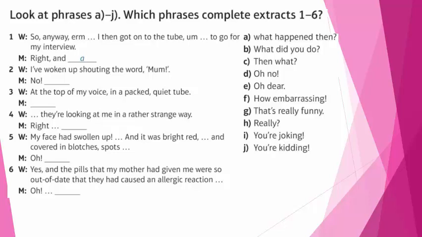Alright, next activity. Look at the phrases from A to J. Which phrases complete extracts from 1 to 6? For example, let's take the first. "So anyway, I then got onto the tube to go for my interview." "Right, and what happened then?" Yes, please fulfill this task.